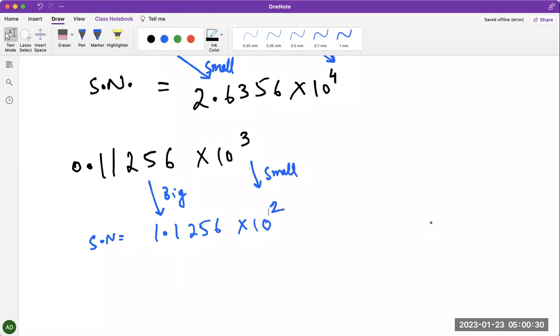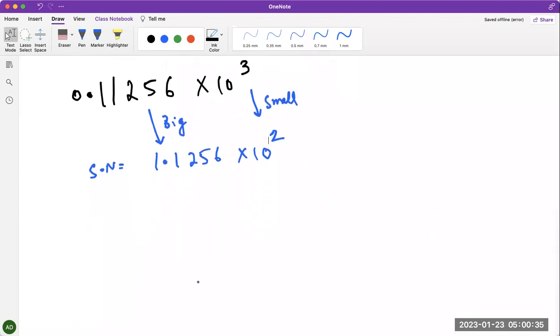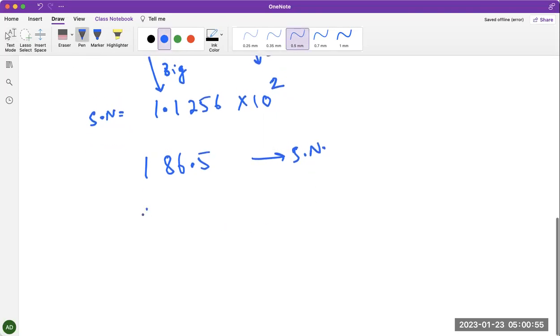Okay, so they're not too difficult. Just make sure you understand this idea. All right, let's do a problem when there's no exponent, like the very first example we did. So let's do one more problem like that. 186.5 is the number you have, and you want to change it into scientific notation. So guys, this number should become, first of all, 1.865. And then you need to put the exponent.